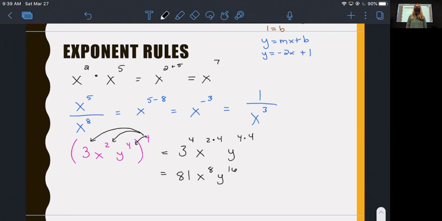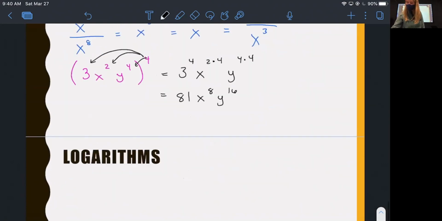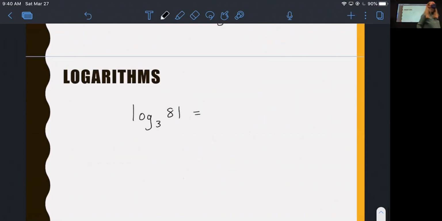You guys remember talking about logarithms like 5 minutes ago? What if I had log base 3 of 81? What would that be equal to? See if you guys can remember what we did with logs earlier. What would that be equal to? Log base 3 of 81.